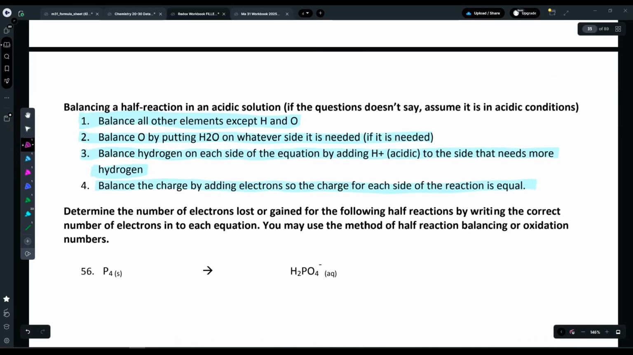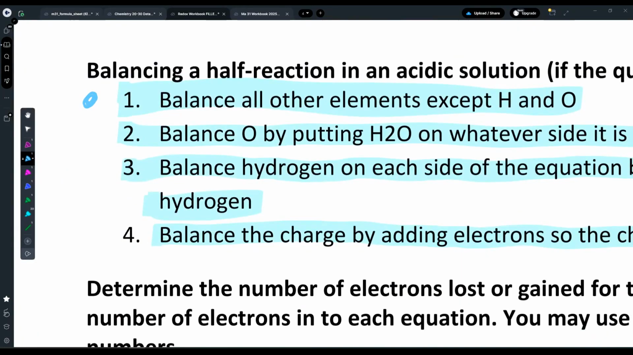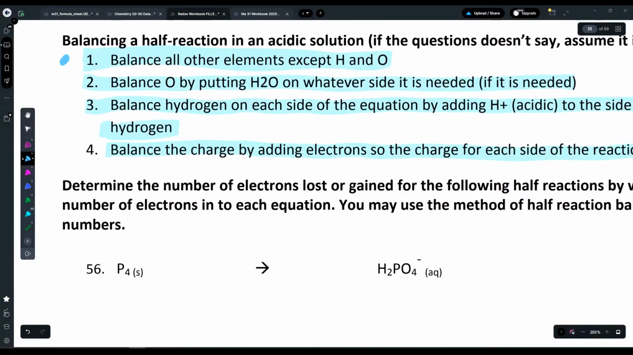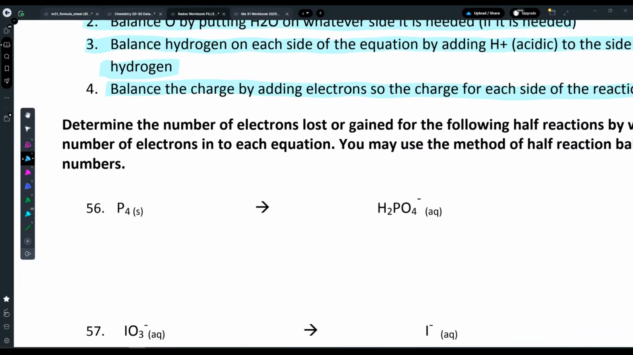So with these steps here, I'm going to color code them. Light blue is going to be step number 1. So step number 1, we're balancing out all other elements that are not hydrogen and oxygen. Looking at our first half reaction here, we're given phosphorus and it reacts to produce H2PO4 1-. So step number 1, we have to balance phosphorus. There's four phosphoruses going in, so we need to have 4 coming out. So I'm going to put a 4 right here.